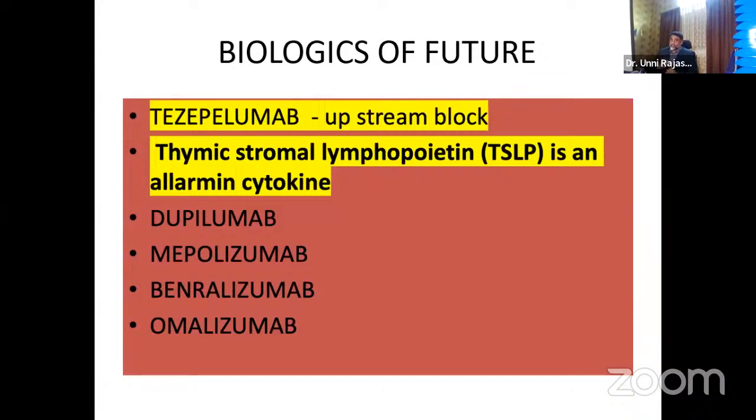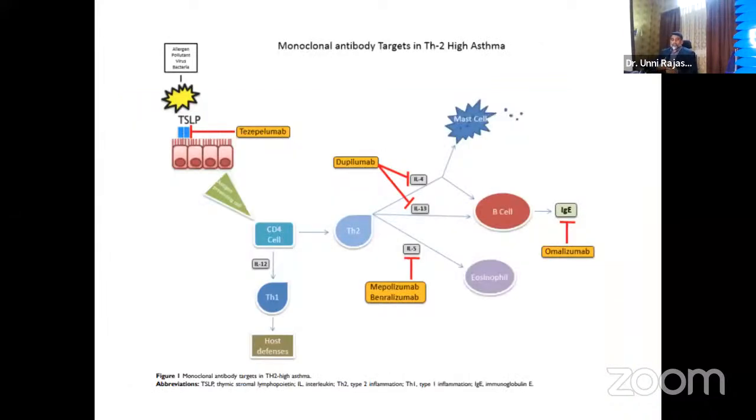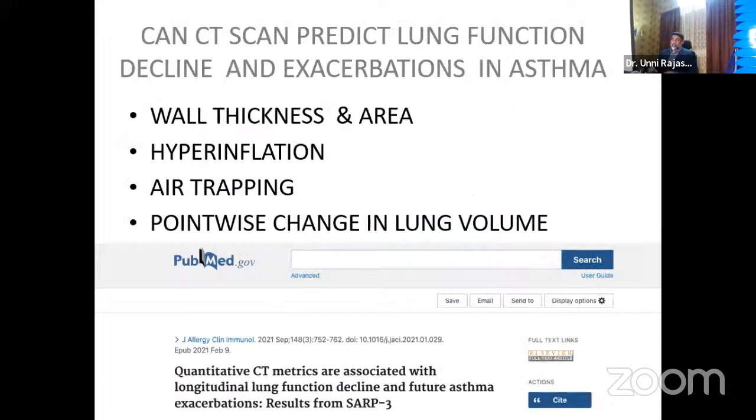So compared to the other molecules like dupilumab, mepolizumab, benralizumab, and omalizumab, this is an upstream blocker. Other molecules act on IgE or interleukins, but if you do an upstream blocking, it's found to be more beneficial for the asthmatic patient in blocking the pathways. Let's look at this factor.